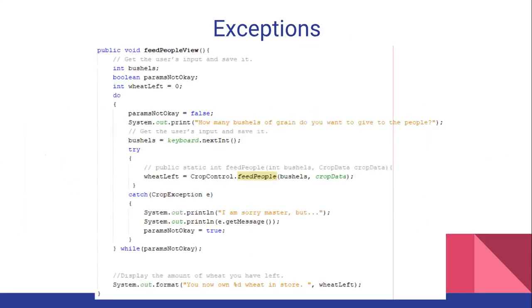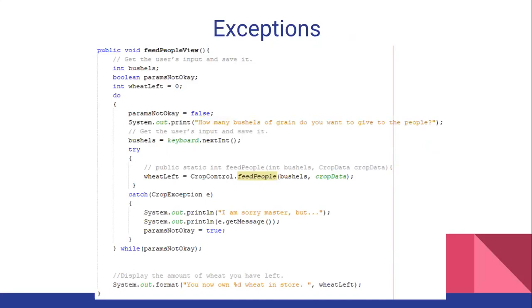In this method, feed people view, we have a try catch here, and I try to execute the method feed people. As feed people can throw an exception, it must have a try catch, or the signature of the method has to throw the same exception of the method that it calls.